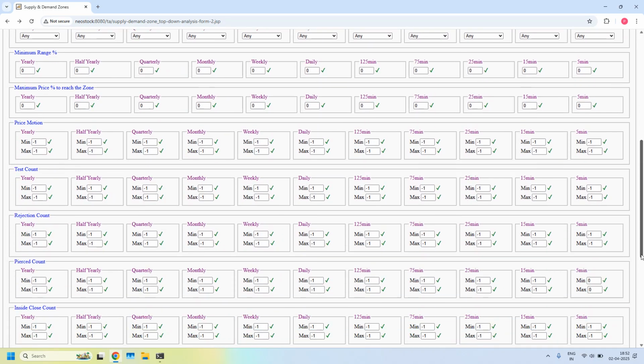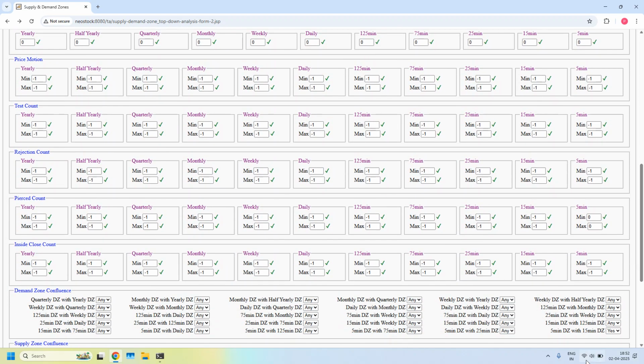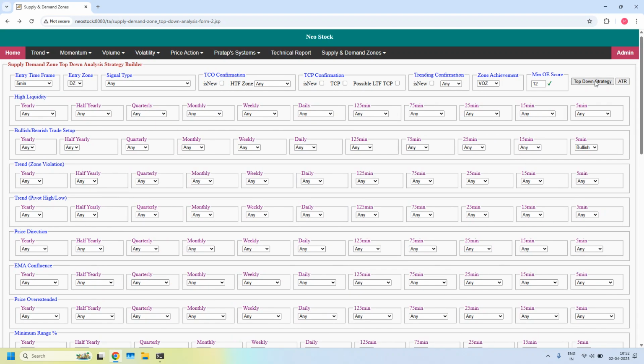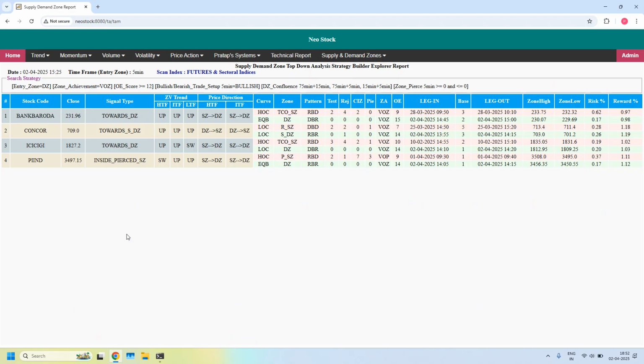In the demand zone confluence, I should set 3 filters. First filter is already enabled. Next, 5 minutes with the 75 minutes demand zone confluence. 15 minutes demand zone with 75 minutes demand zone confluence. I enabled all the 3 filters. With these 3 filters, we got 4 stocks.